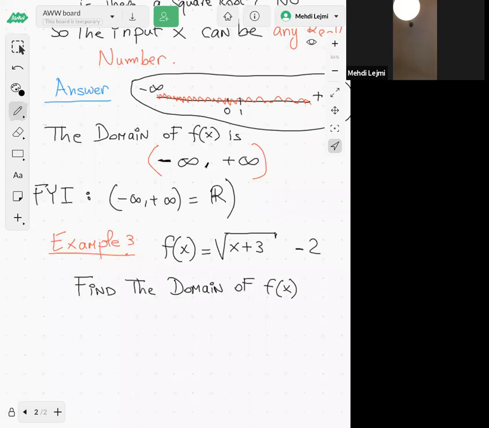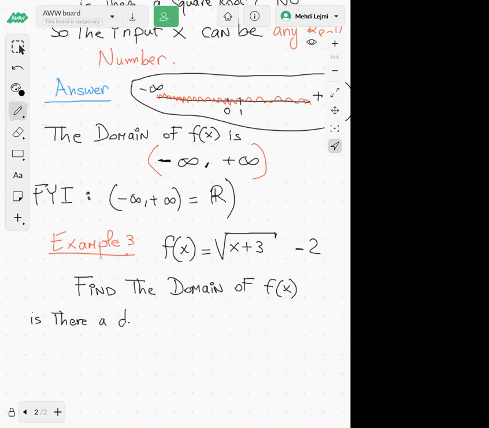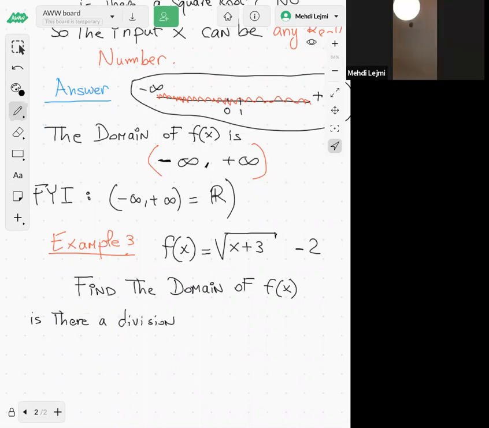So as I said, the first question you have to ask yourself is, is there a division? Obviously, there's no division, there's no quotient. Now the second question is, is there a square root? And the answer is yes, of course. So if it's a yes, then we have to be careful. Remember, when you have a square root, you have to make sure that what is under the square root is not negative. You cannot have negative numbers under the square root.